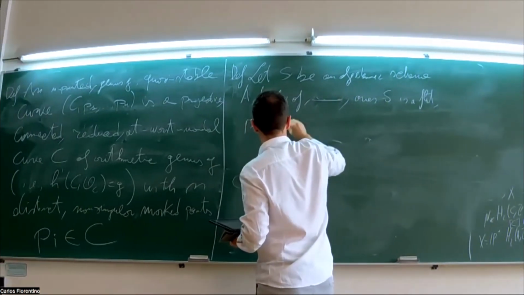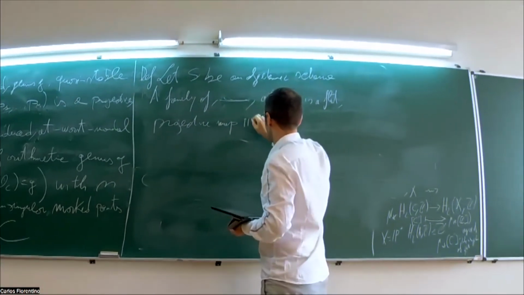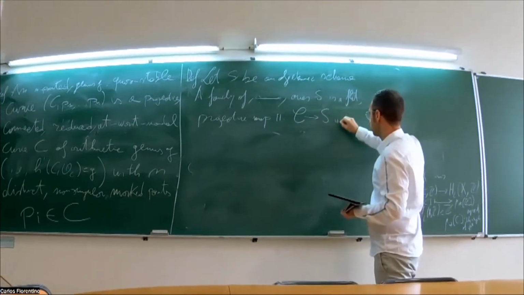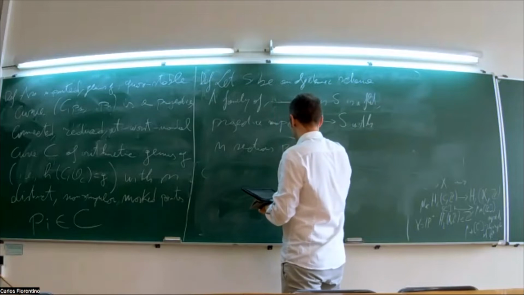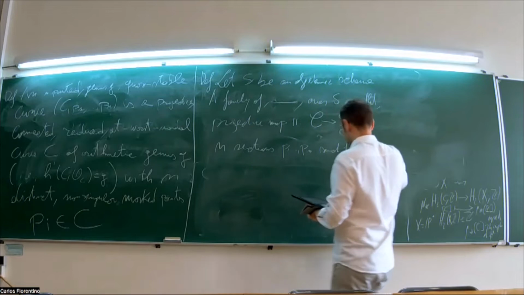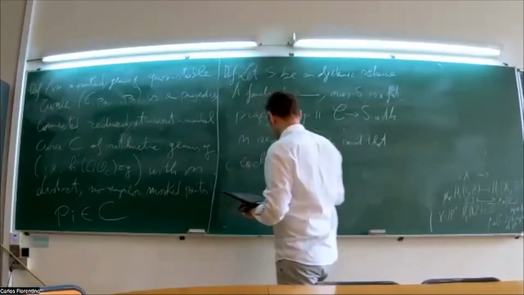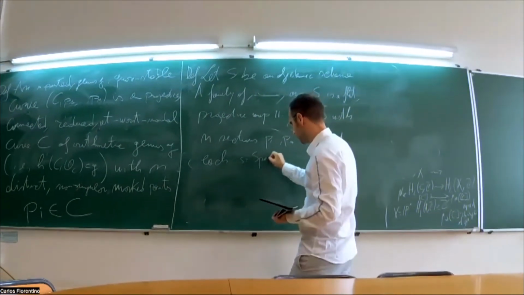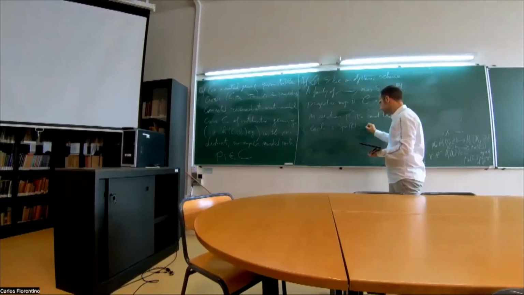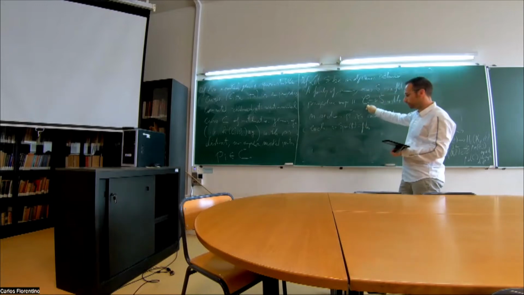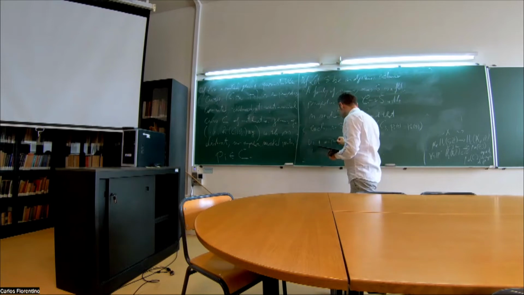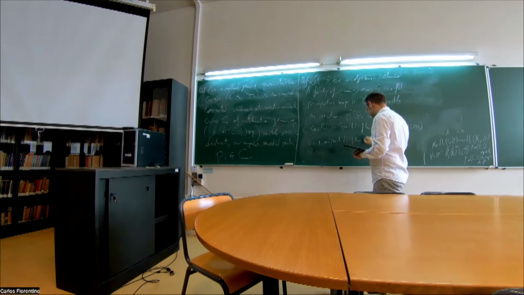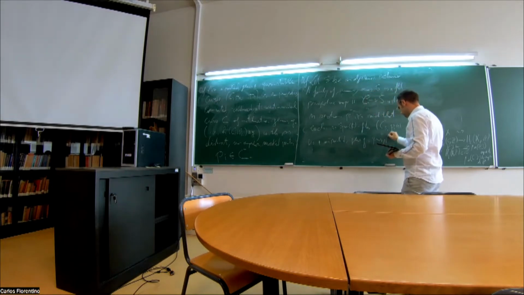with n sections P1, ..., Pn, such that for each point s, meaning closed point, of S, the fiber C_s with P1(s), ..., Pn(s) is an n-pointed genus g quasi-stable curve.